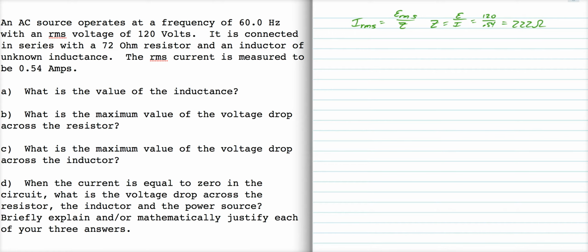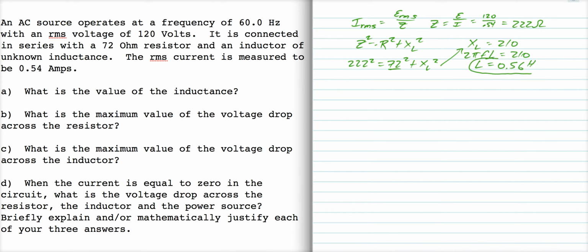Okay, now in this problem, Z squared is equal to R squared plus X sub L squared, because there's no capacitor in the problem. So we get 222 squared is equal to 72 squared, plus X sub L squared. Again, these are all given in the problem. 72 is given as the resistance. So that tells us that X sub L is equal to 210. So we set 2 pi f L equal to 210, and when we solve for L, we get the inductance is 0.56 henries.